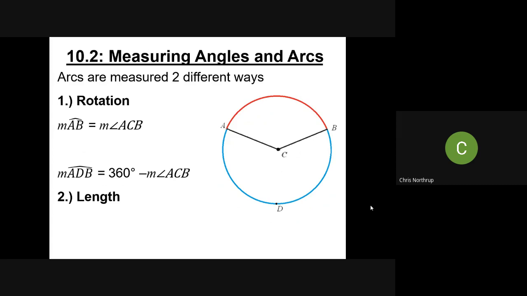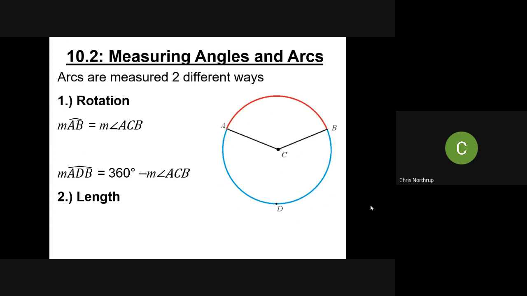So notice the naming here. That red arc I name with just 2 points, A and B, with this little arc symbol above. The blue one I name with 3 points. That indicates that I traveled a longer path. We're going to classify these here in just a minute. So the first way to measure arcs is rotation. That really just has to do with the central angle that corresponds to that arc.